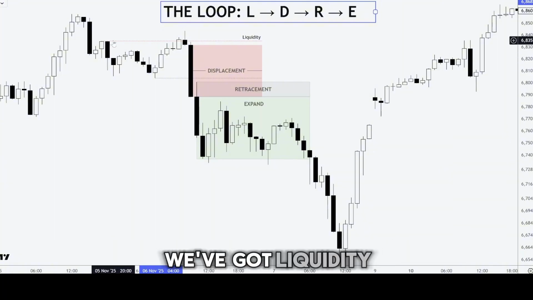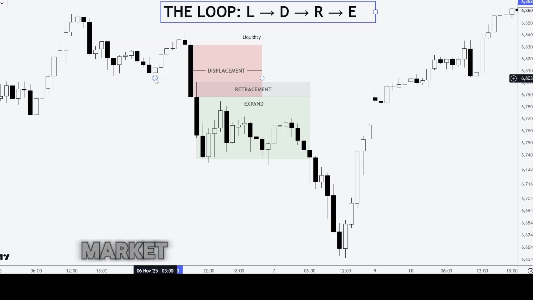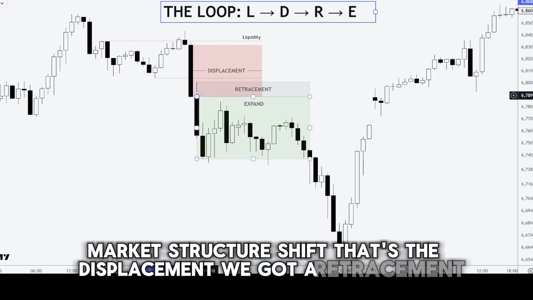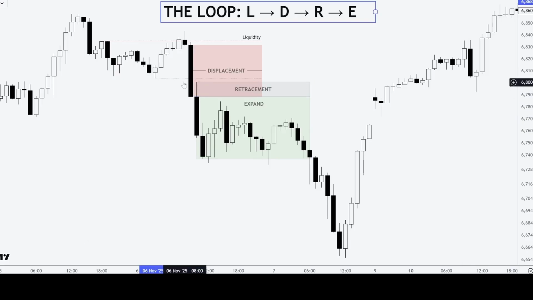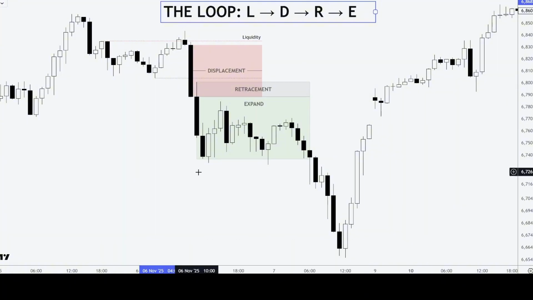We've got liquidity swept, displacement, market structure shift, that's the displacement. We got a retracement into that displacement, and then expansion away. That's the loop.